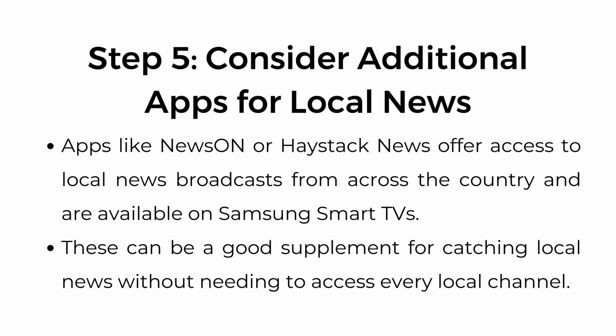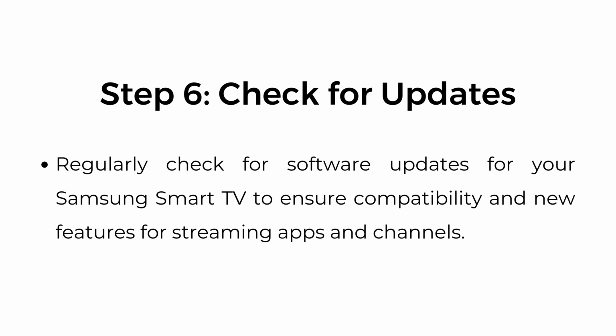Step number 5, consider additional apps for local news. Apps like News On or Haystack News offer access to local news broadcasts from across the country and are available on Samsung Smart TVs. These can be a good supplement for catching local news without needing to access every local channel.